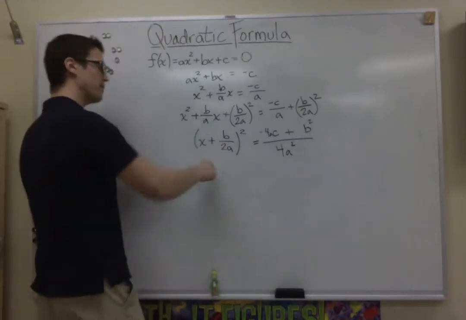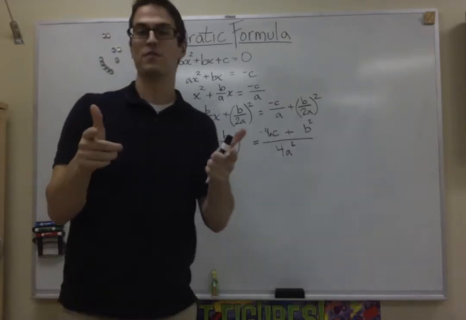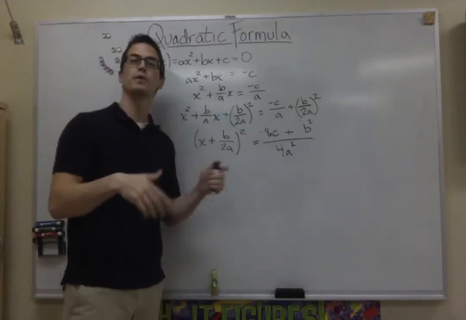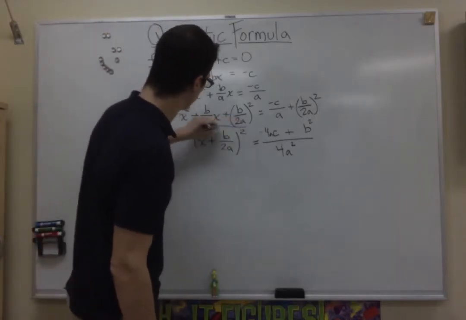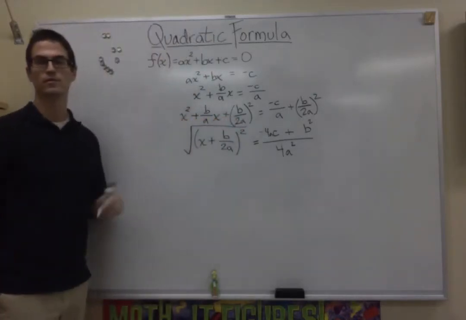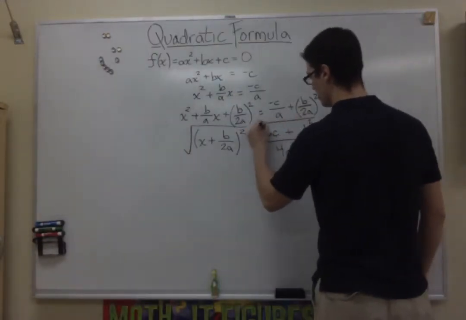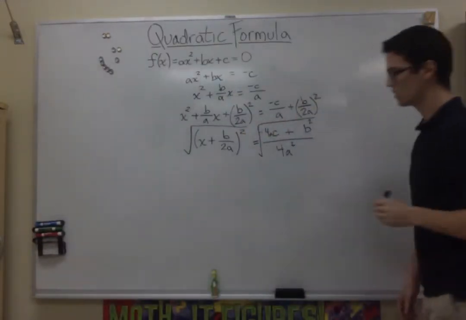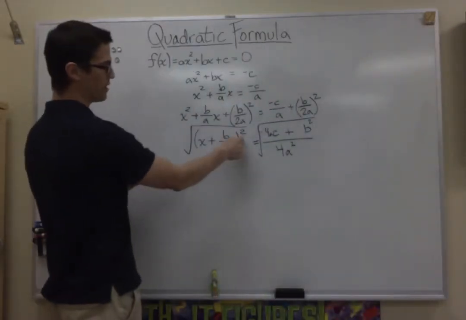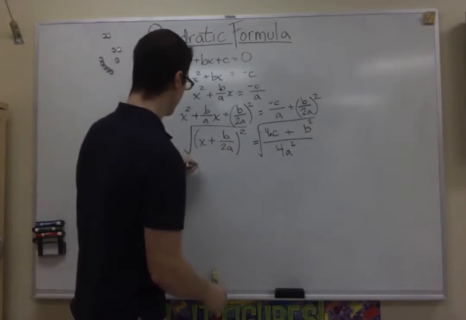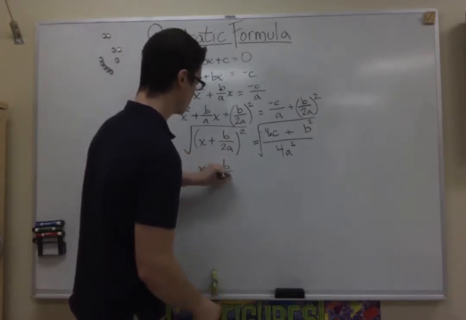All right, so getting back to what we were talking about before, getting rid of this squared. You should know to get rid of the squared, you just do the opposite, which would be raising it to the half power or square rooting it. So I'm going to square root both sides, square root that, and then square root this whole mess right here. Now the square root of this whole thing squared, obviously the square just canceled, and you end up with x plus b over 2a.